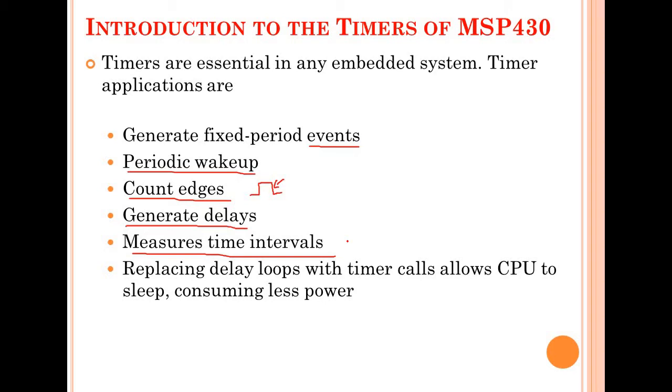Then, replacing delay loops with timer calls. This is the most important thing, and in the lab also you learned about this. In ULP Advisor, Ultra Low Power Advisor tells you to use timer calls instead of delay loops. Because if you use timer calls instead of delay loops, you can free the CPU from running, so that you can make the CPU be in sleep state and your controller consumes less power.